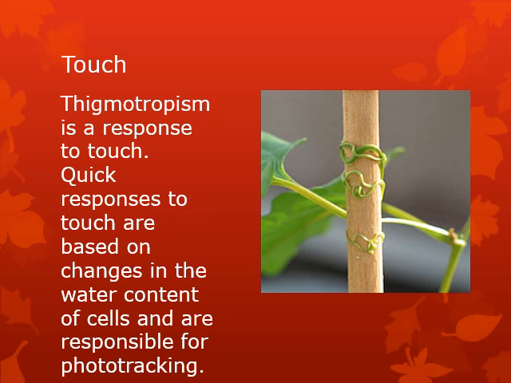When they touch an object, it might be a wooden stake or it might be a tree or something, the water potential, the amount of water in that shoot, begins to change and it starts to curl. Basically, it starts to wrap around the structure, whatever it may be. Some of these cells, the same cells are responsible for phototropism, for moving the plant toward light.